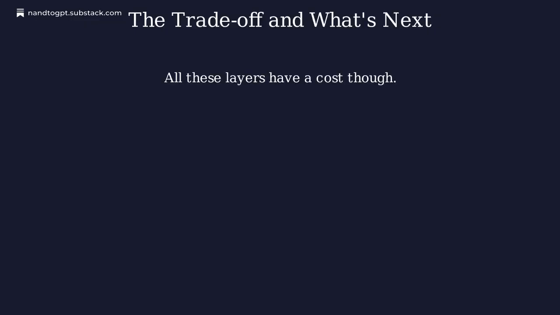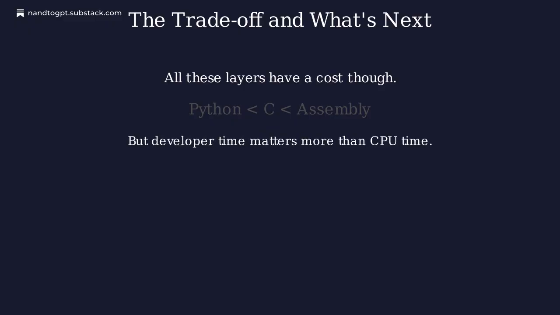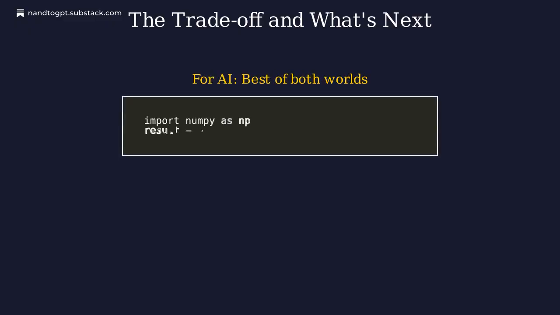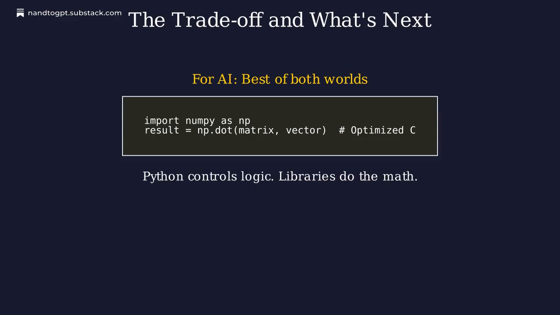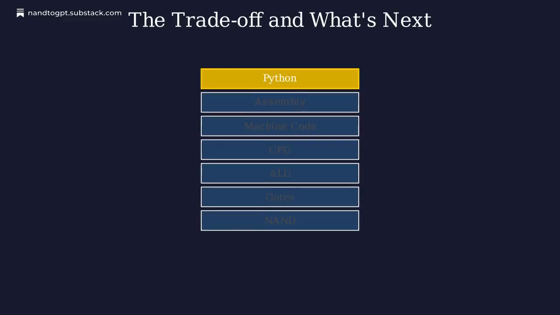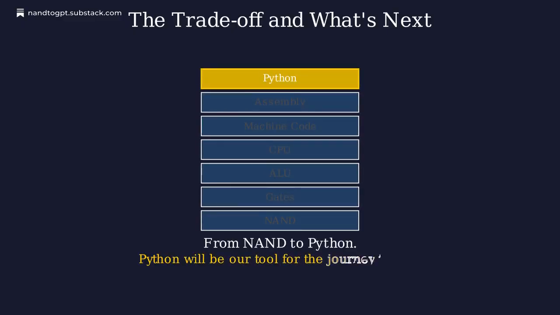All these layers have a cost, though. Each translation takes time. Python is slower than C. C is slower than assembly. But for most programs, developer time matters more than CPU time. For AI, we need both expressiveness and speed. Python controls the logic. Optimized libraries do the math. NumPy, PyTorch, they're written in fast C and Fortran underneath. Best of both worlds. From NAND to Python, each layer hides complexity and reveals power.